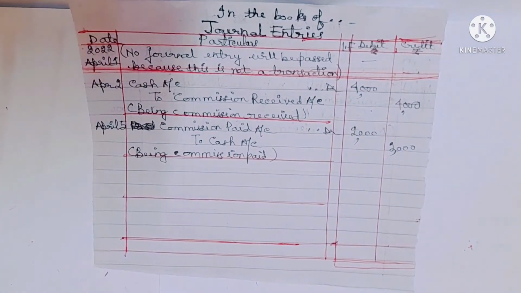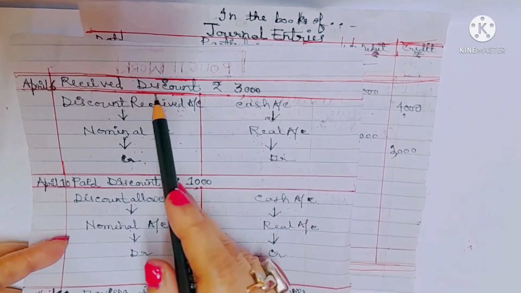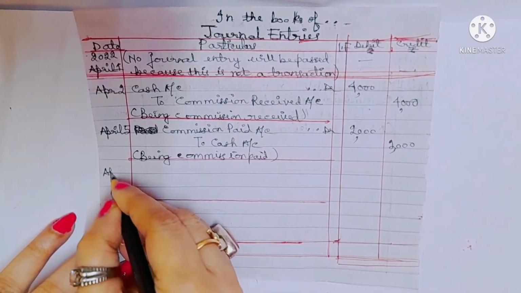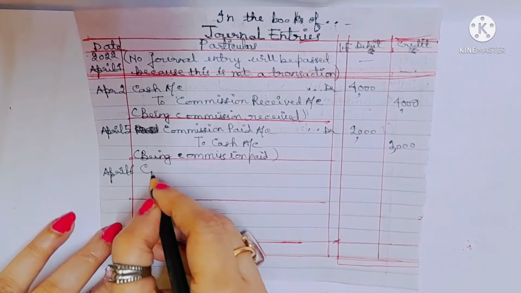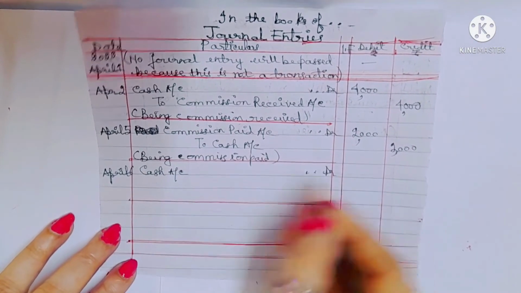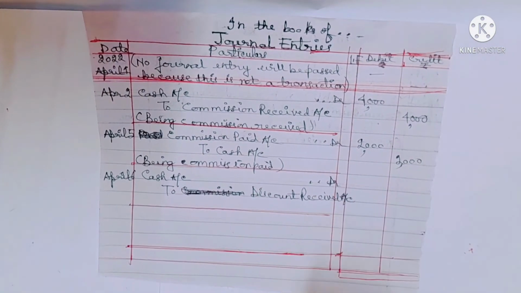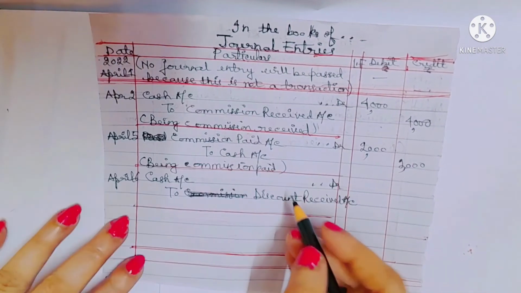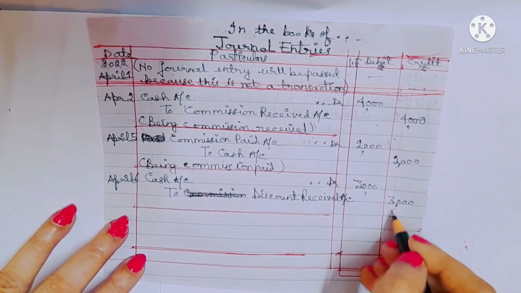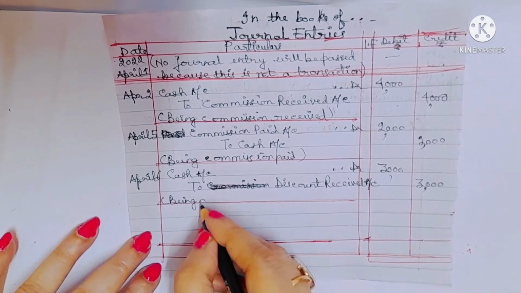What is the fourth transaction? See, discount received credit, cash account debit, received discount 3,000. Okay. So April 6th. Cash account debit to discount received account. How much? See, 3,000. Let me write down the narration. Being discount received.